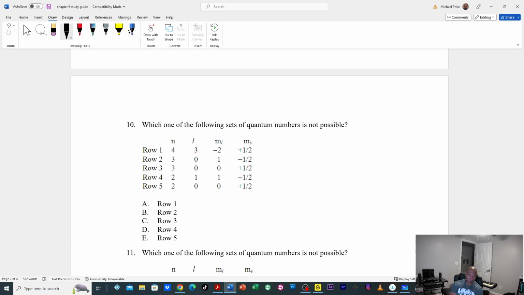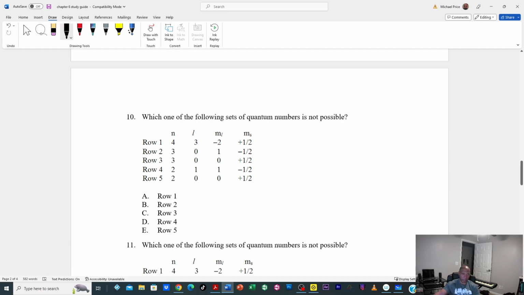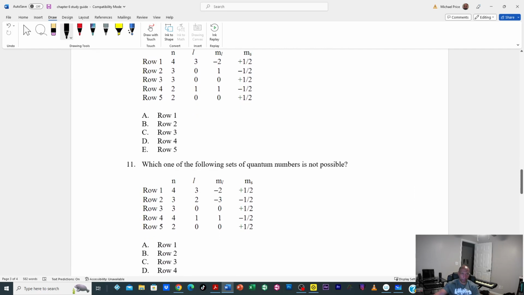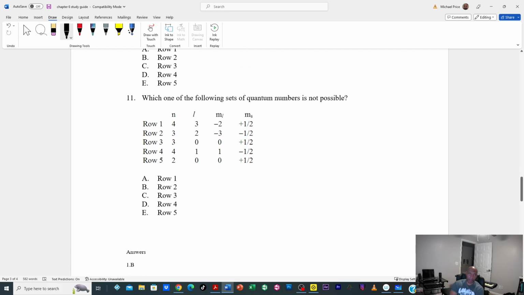Let me go ahead and go through this rather quickly. It's not row 1. It's row 2, isn't it? So N can equal to 3, and when N is equal to 3, L can equal to 0, but when L is equal to 0, M sub L cannot equal to 1. It can only equal to 0. Okay, so row 2 is the one that's the oddball out, and of course, all of my M sub S values are allowed for all 5 rows. So the answer there would be B, because it corresponds to row 2.